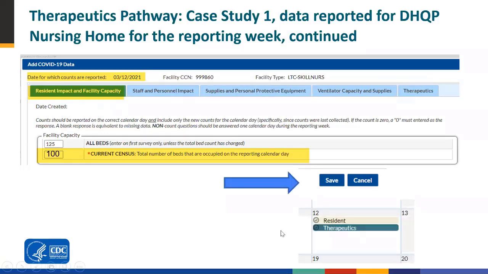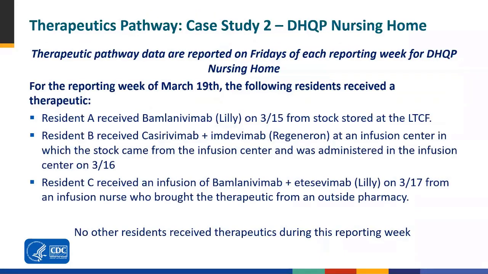And we can see down here that on the calendar view page, our therapeutics pathway is appearing in green, which indicates that all of the data elements were answered. So that is good. We're good to go there. Okay, let's go on to the next case study.